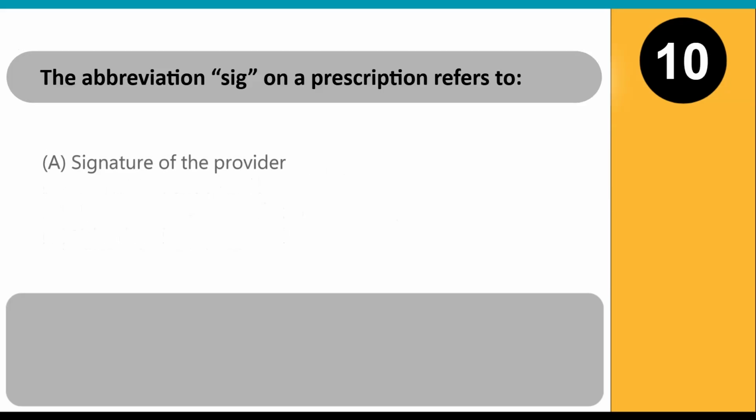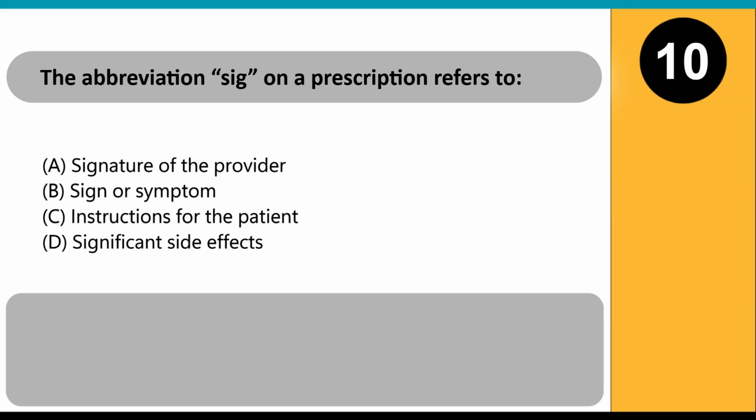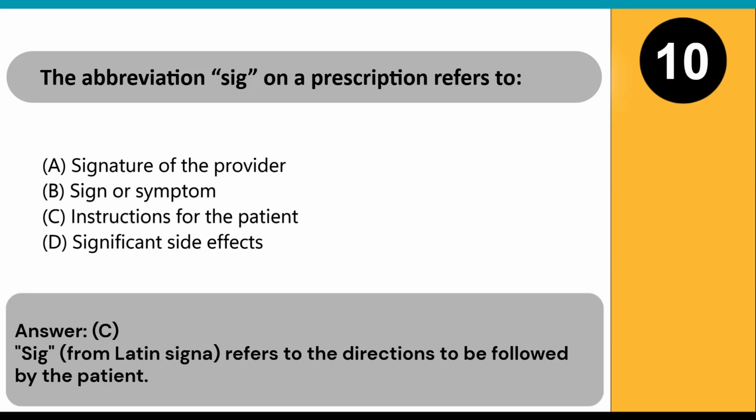The abbreviation SIG on a prescription refers to A. Signature of the provider. B. Sign or symptom. C. Instructions for the patient. D. Significant side effects. Answer: C. SIG, from Latin signa, refers to the directions to be followed by the patient.